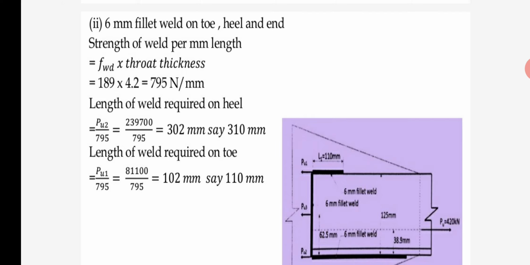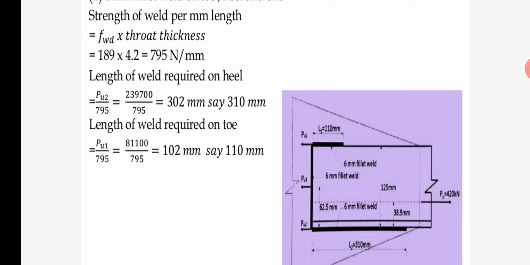Now this force we can distribute on toe, heel and end, depending on the length of weld provided. First we calculate the strength of weld per mm length, which is equal to FWD multiplied by throat thickness. Finally we calculate 795 Newton per mm.